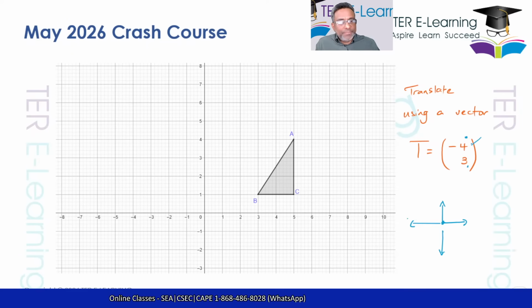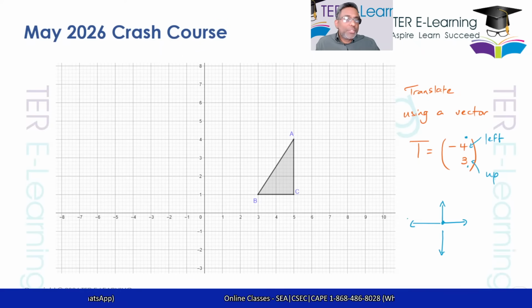So in this case here, we have this number here. So this is 4 units to the left, right? 4 units to the left. So the number on top tells us left, right. The number at the bottom here tells us up or down. In this case here, because it's a positive number, you are going to move up. Okay? So we need to understand what the numbers mean to begin with.